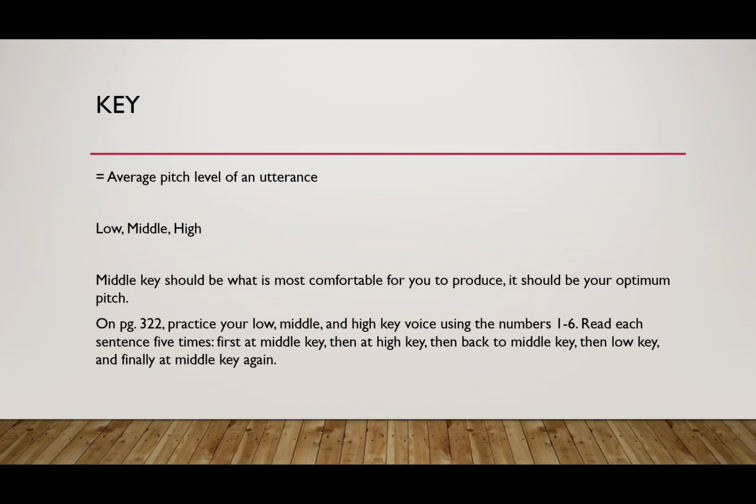And on page 322, you can practice your low key, middle key, and high key voices. And with the numbers 1 through 6, there's 6 different sentences. The directions are: read each sentence 5 times, first at middle key, then at high key, then back to middle key, then low key, and finally at middle key again. So I'll read the first one for you just to describe how it works. Okay. So first is middle key.